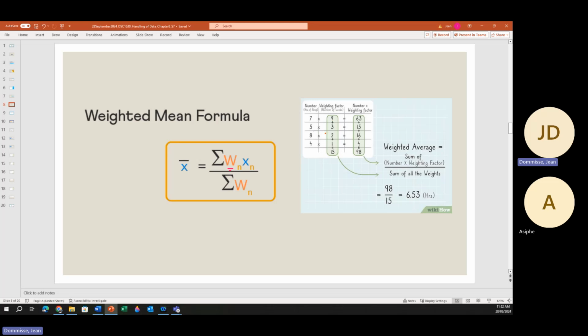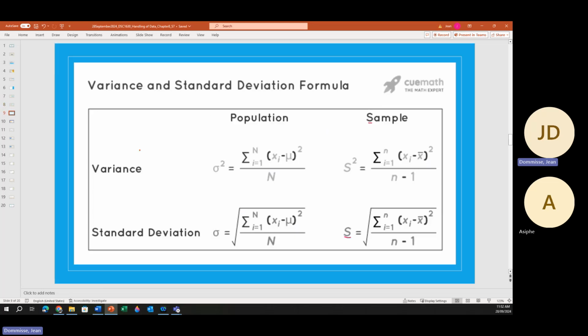give you the weights. Then the other thing that we will go into, and again, I will show you on Excel how to use that, is where we look at the variance and the standard deviation. And again, we can do it for population and sample. So we'll show you how to do that as well.